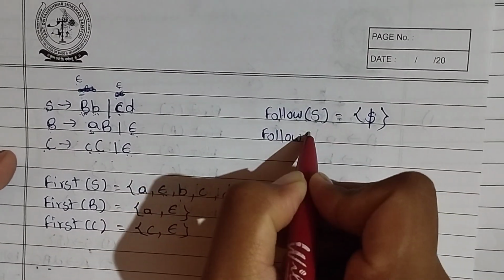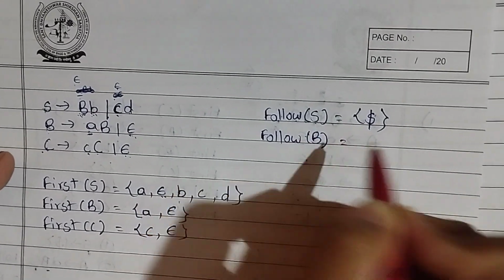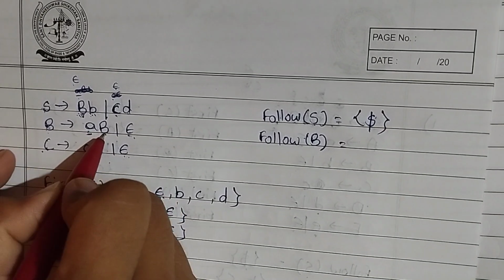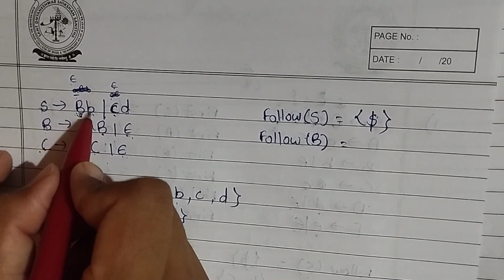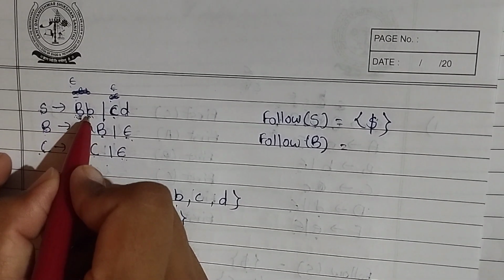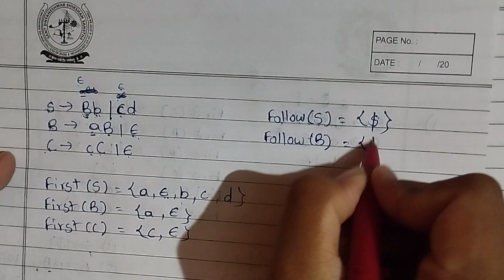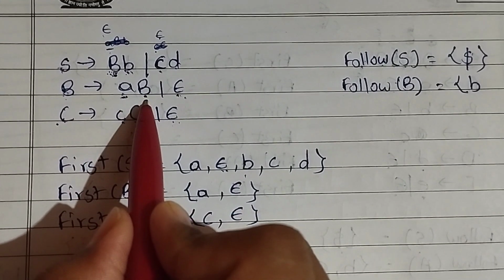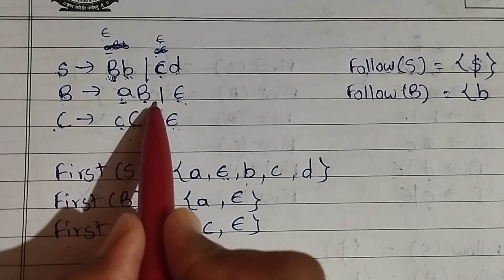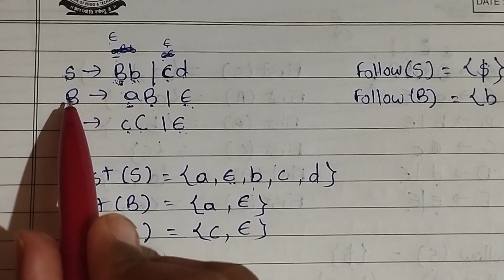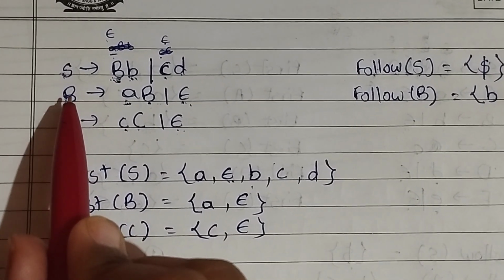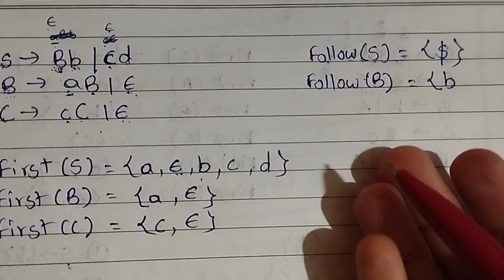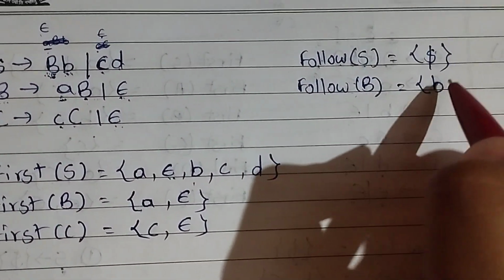Now follow of B. So see, where is the B present? So here is the B present, here is also B present. So now this B is followed by small b, and small b is nothing but the terminal. So now then this B. So this B is followed by null, and if a non-terminal is followed by null, then we find out the follow of the starting symbol, meaning B. But here currently we are finding out the follow of B itself. So this is only now B, small b.